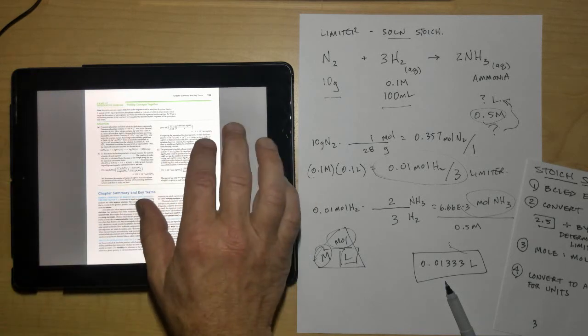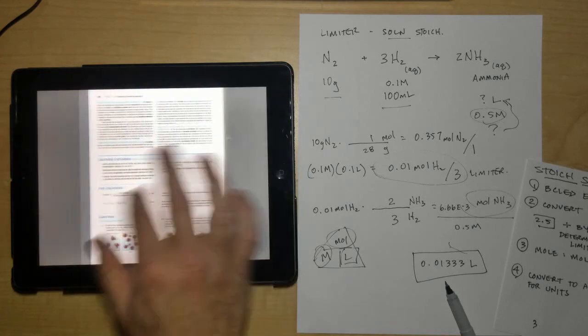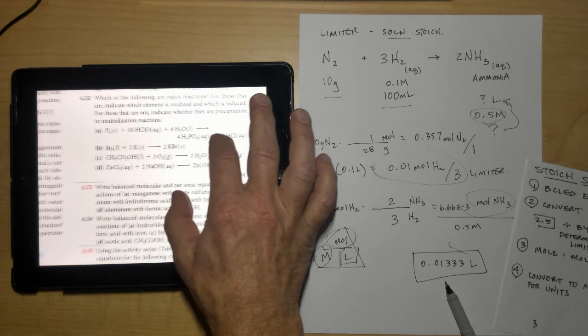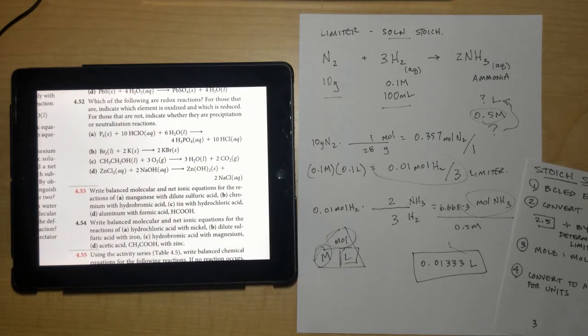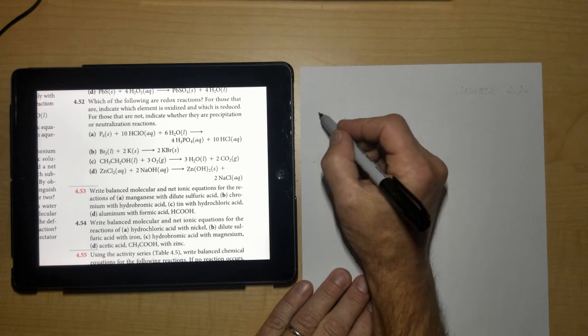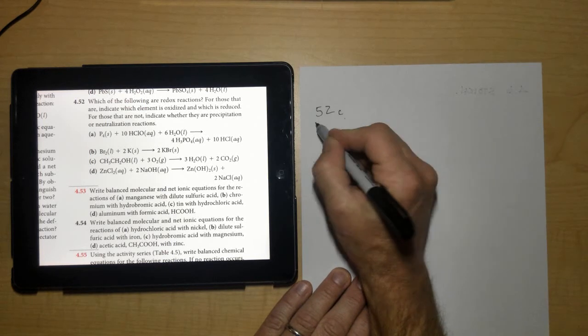Okay, so let's see. We have a question about problem number 52C. So let's take a look at that one, 52C right here. Oh, an assigning oxidation numbers problem. Oh, this is a tricky one. This is a good one to ask about. All right, so let's rewrite this one down here, 52C.